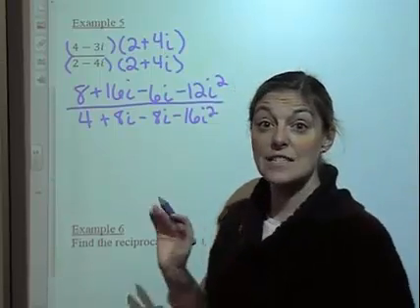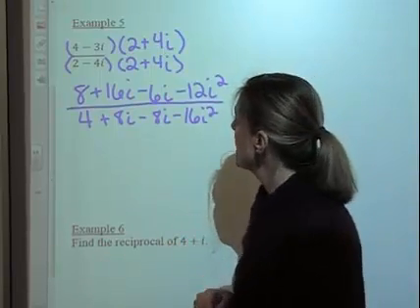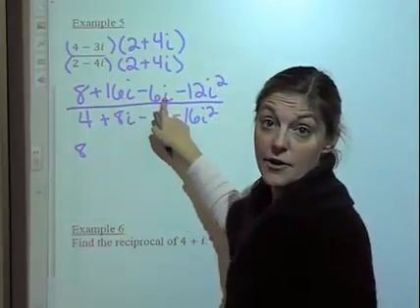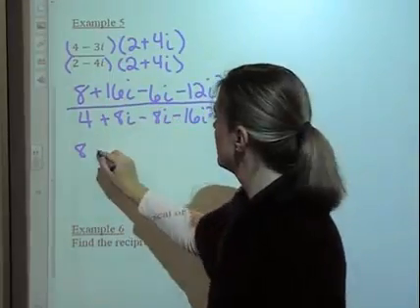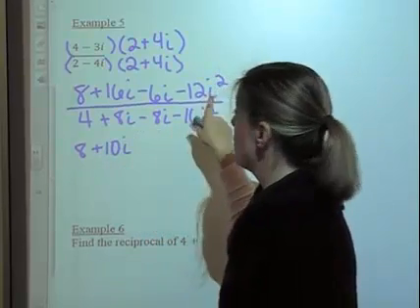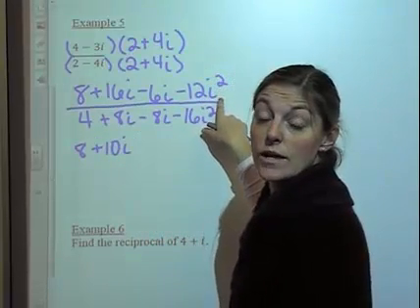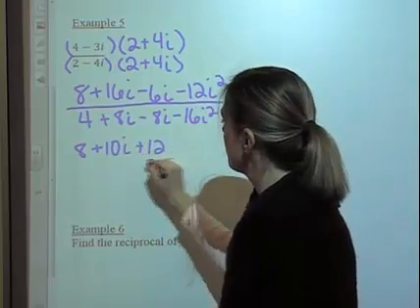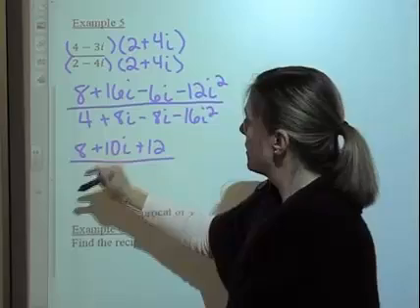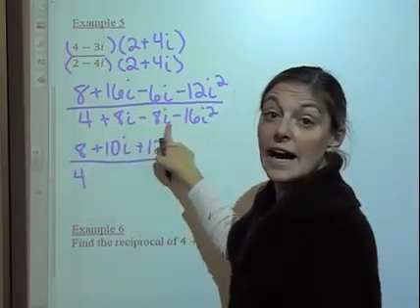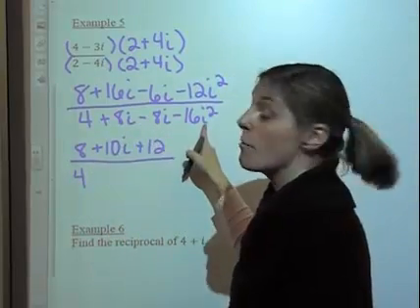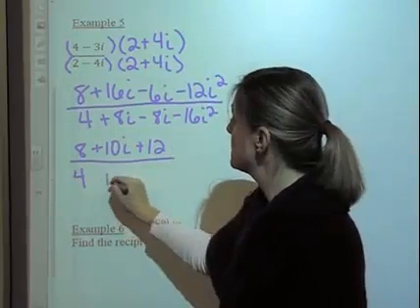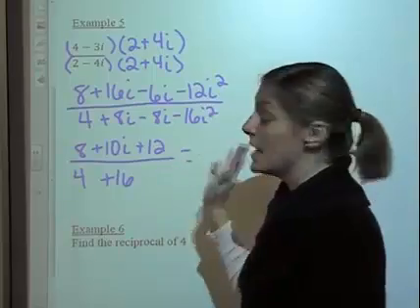All right, so now let's simplify this sum. So we have 8, and then our 16i and our negative 6i give us 10i. Remember that i squared is negative 1, so negative 1 times negative 12 is positive 12. Then we have 4 here. Our 8i's are going to cancel. And then remember, i squared is negative 1, so negative 1 times negative 16 is positive 16. So now we're just going to combine.